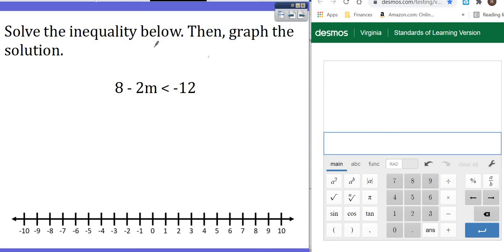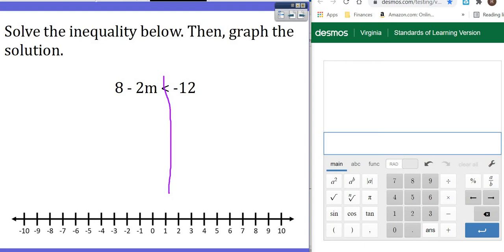All right, we're going to solve the inequality below. This is different. This is not an equation, so we're not going to be able to check it. So we're going to have to do really good work, okay? Then we're going to graph the solution. So first thing we're going to do is draw our line, okay? Then we're going to look at it carefully.